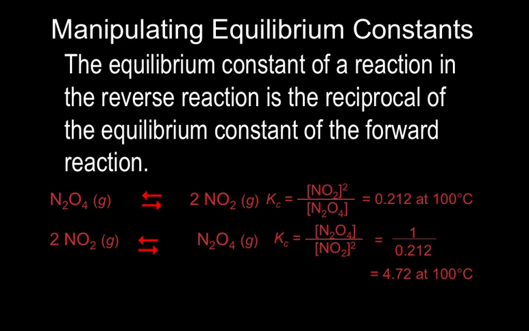So for K, if you reverse the reaction, the K value is now the reciprocal of the original equilibrium constant. If you notice the example here, you can see that N2O4 going to NO2 gives you a K value of 0.212. At the same temperature, again, we're keeping the temperature constant. If you reverse that reaction, then the value of the K becomes 1 over 0.212. So now for K, if you reverse the reaction, you take the reciprocal of the K.